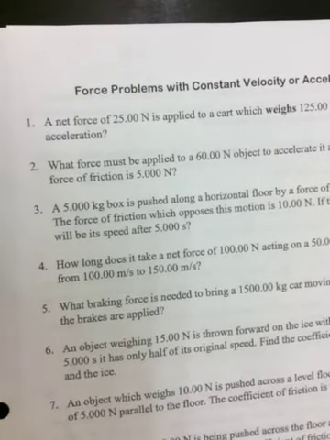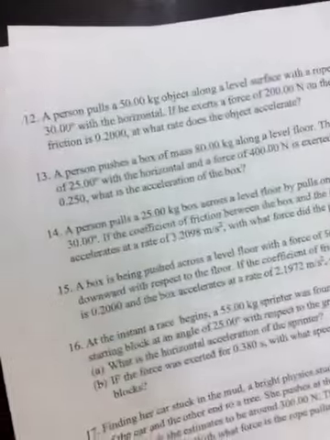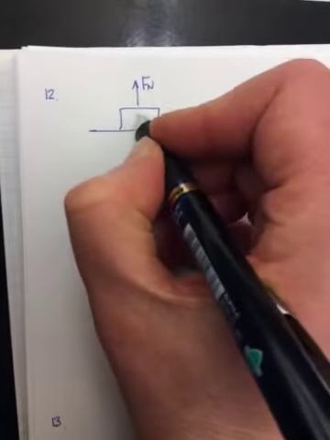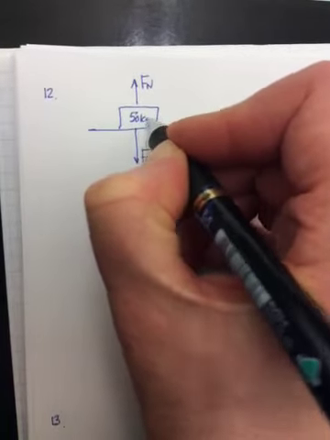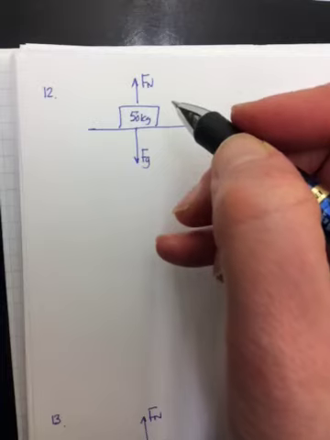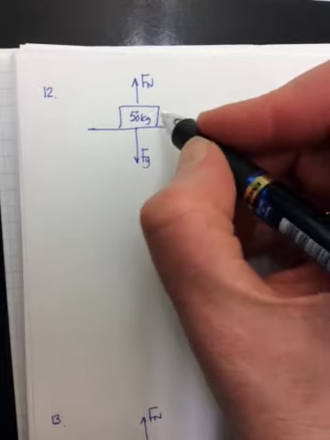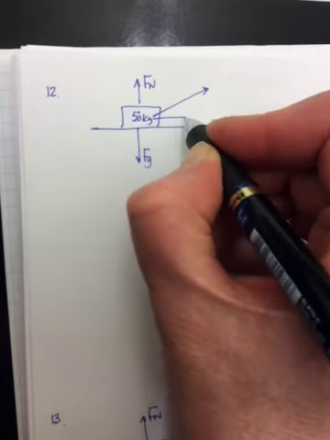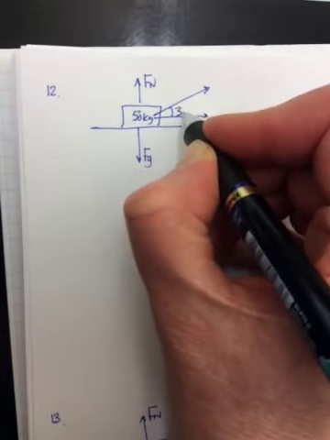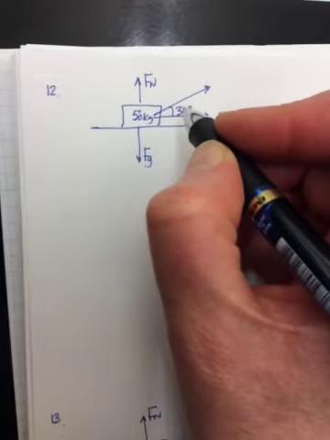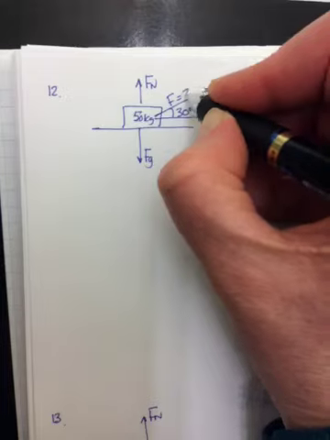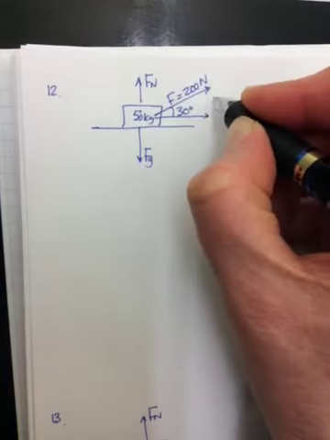All right, so the force problems with constant velocity, we're going to do number 12 and number 13. So number 12, a person pulls a 50 kilogram object, so this is 50 kgs, along a level surface with a rope that makes an angle of 30 degrees with the horizontal. They're pulling, so that means upward. Okay, so this angle is 30 degrees. The force they exert is 200 newtons, so F is 200 newtons.